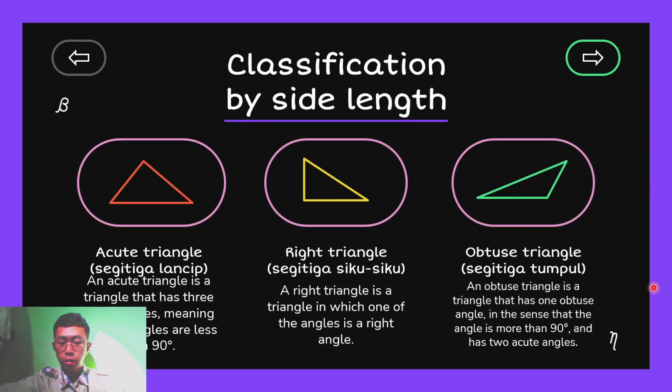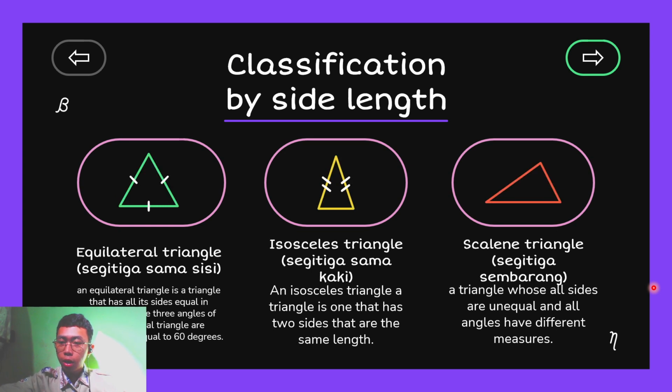Equilateral triangle, in bahasa segitiga sama sisi. An equilateral triangle is a triangle that has all the sides equal in length. Also, the angles of the equilateral triangle are congruent and equal to 60 degrees.